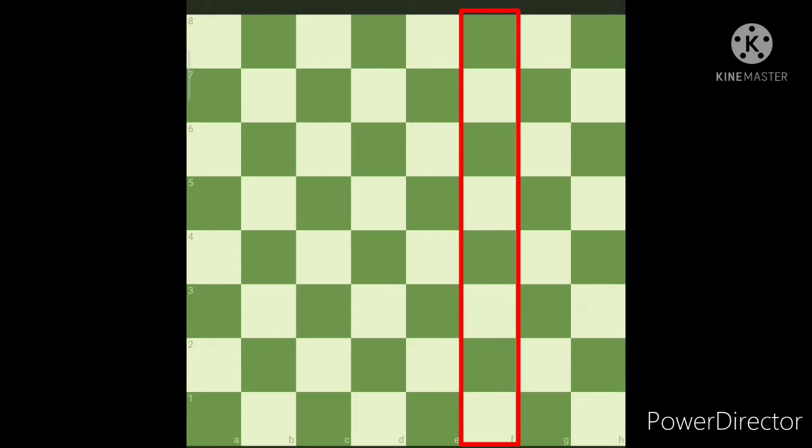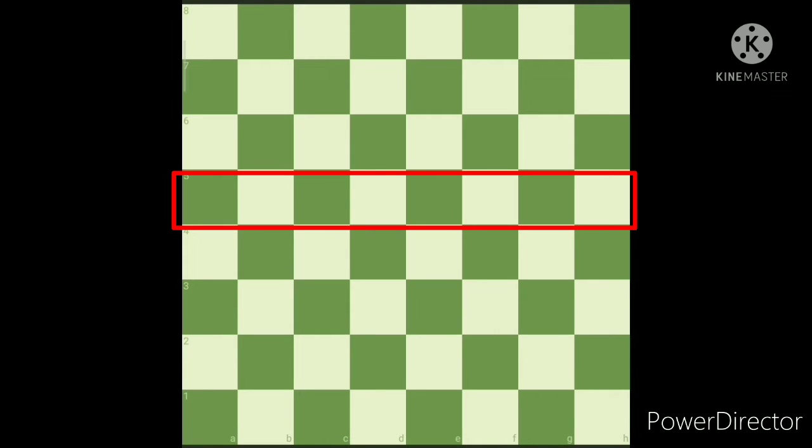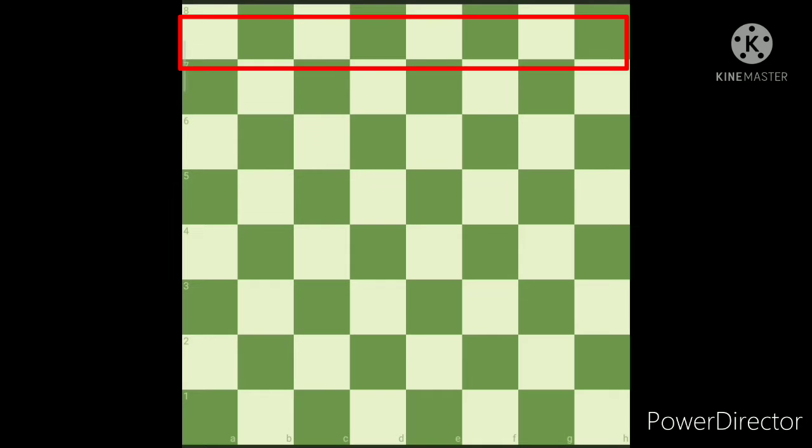Every square on the chessboard has its own identity, and we can name every square by the help of the notation given to each row and column. The names given to the columns are A, B, C, D, E, F, G, and H. And the names given to the rows are 1, 2, 3, 4, 5, 6, 7, and 8.